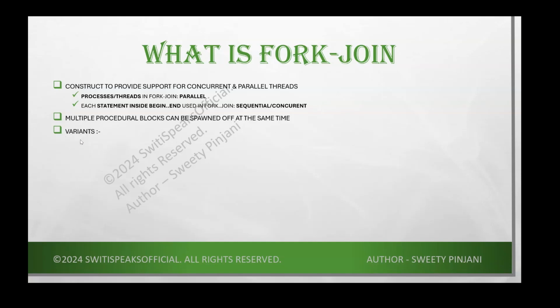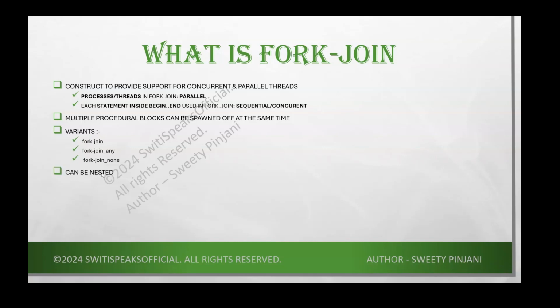What are the different variants of fork join? You can say there is fork join, there is fork join any, and fork join none. We are going to understand in detail each and every one of these constructs, and we are also going to see coding examples. Just remember there are three variants: fork join, fork join any, and fork join none.